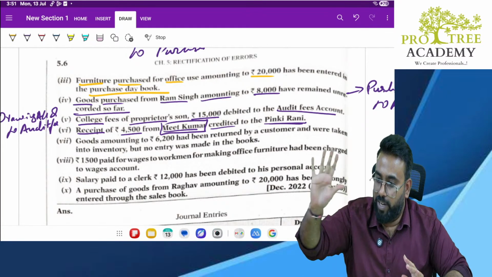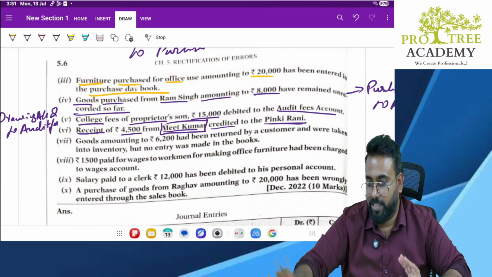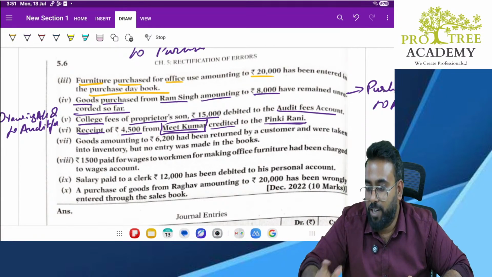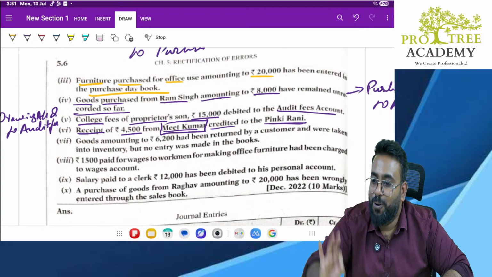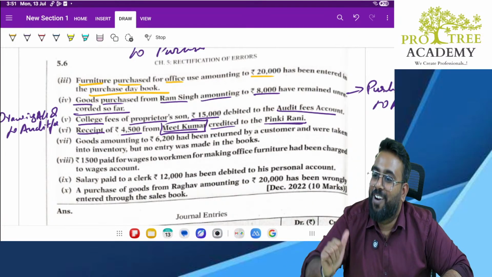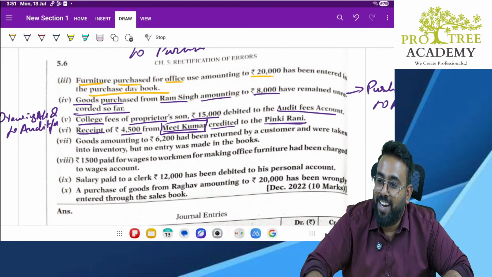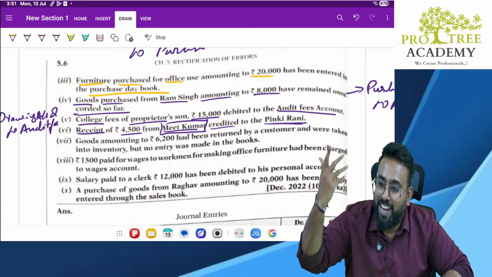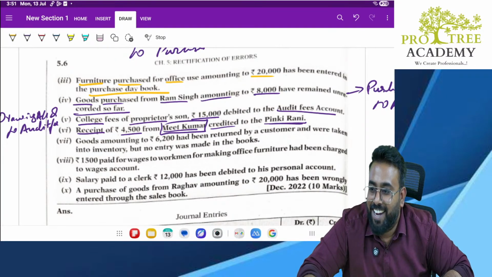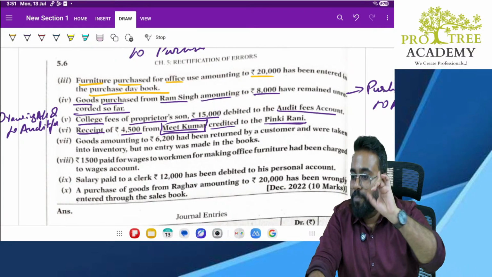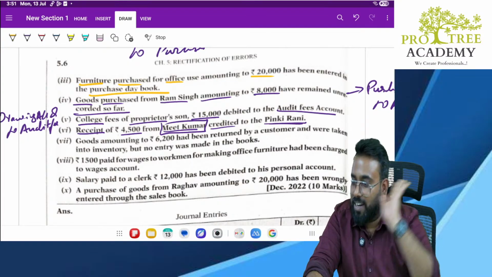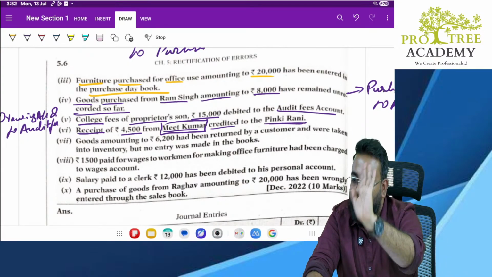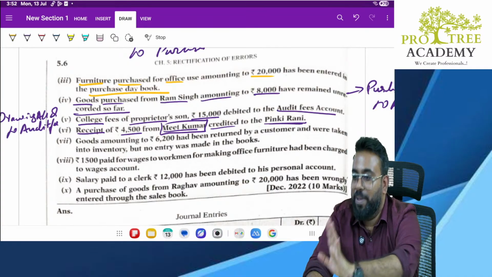Cash or bank account debit to that particular person. Now who is paying? Meet Kumar. What is the entry? Cash or bank account debit to Meet Kumar. Now what is happening? Instead of Meet Kumar, it is becoming some Pinky Rani or Rani Pinky, whatever it is. Correct? So what should be the correct entry? Bank account debit to Meet Kumar. What is the entry? Bank account debit to Pinky.